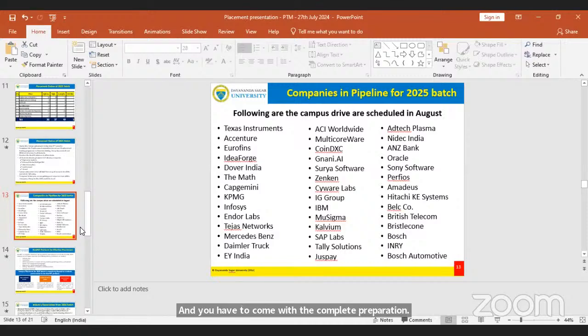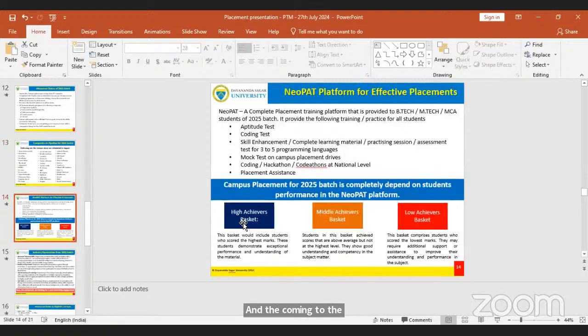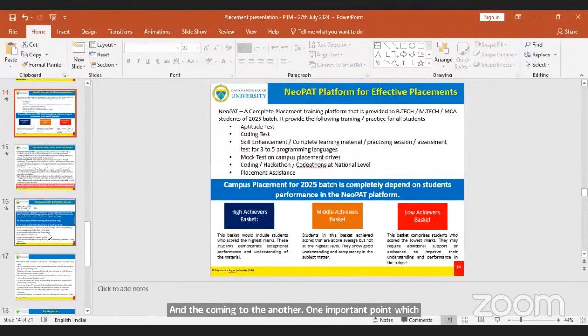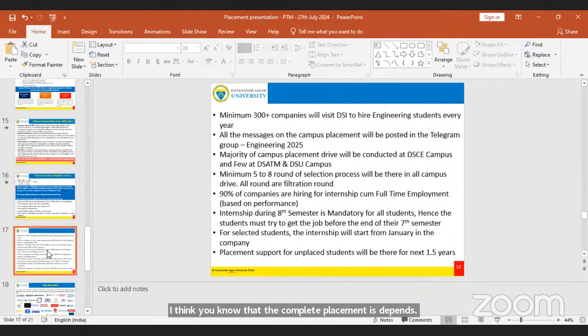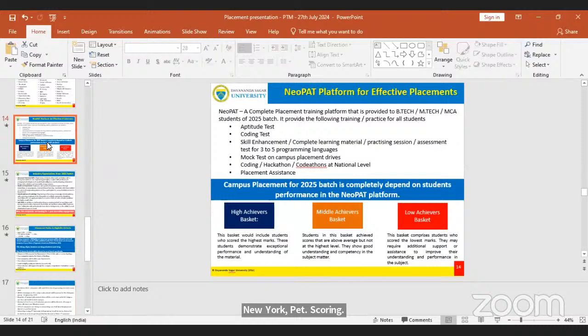And coming to another important point which I want to share with you people, I think you know that the complete placement depends on Neopad scoring. And those students who have a minimum of 50% marks in Neopad are only eligible for attending any campus drives.